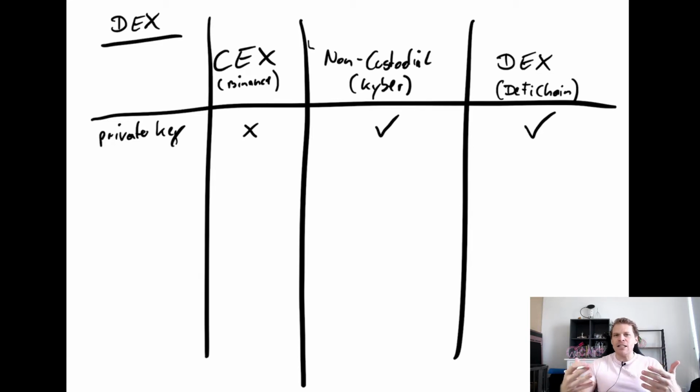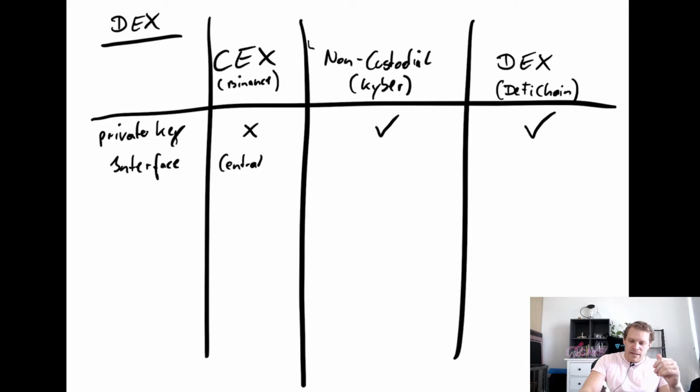Now, the functionality on all those exchanges is the same. It's about exchanging from one asset into another. And in order to do this, you need some kind of interface. You need a website or some kind of interface. So that's the next question here: the interface. You need to be able to do this somewhere. And on a CEX, this is centralized. Obviously, this happens on a website. If this website is shut off, it doesn't work anymore.